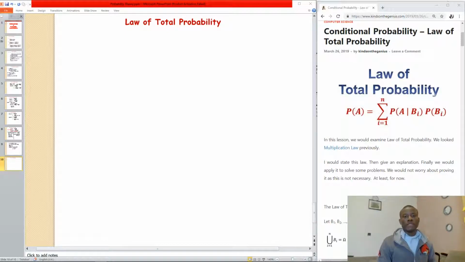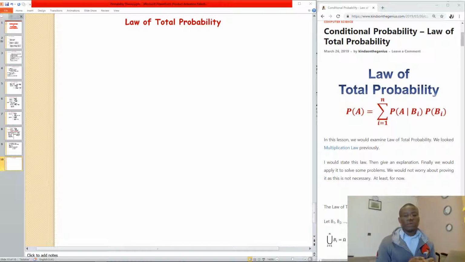Today we are going to be looking at the law of total probability. This law follows from the previous laws we've discussed, the multiplication law, and we also look at the formula for conditional probability. Today we are looking at the law of total probability. This relates everything we've been discussing together, as we are moving away completely from the set theory that we discussed earlier into core probability.